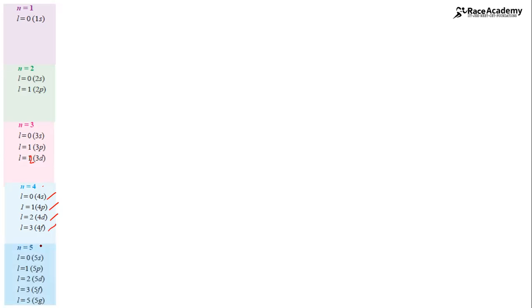If the n value is 1, what is the L value? 0, that is 1s. If n is 2, L is 0, that is 2s, and L is 1, that is 2p. If n is 3, L is 0, that is 3s, L is 1, that is 3p, and L is 2, that is 3d. Next, if n is 4, then L is 0, 4s, L is 1, 4p, L is 2, 4d, and L is 3, 4f. If n is 5, then L is 0, 5s, L is 1, 5p, L is 2, 5d, L is 3, 5f, and L is 4, 5g.